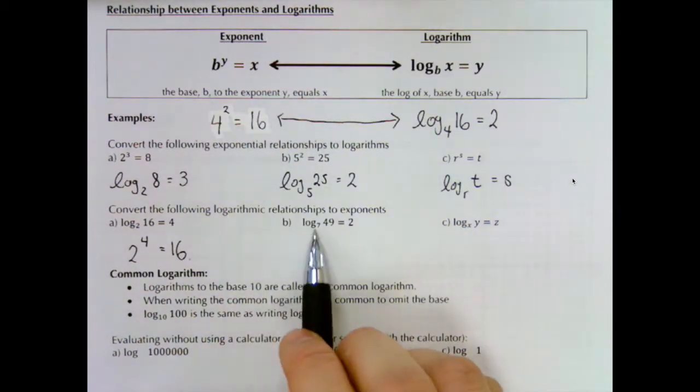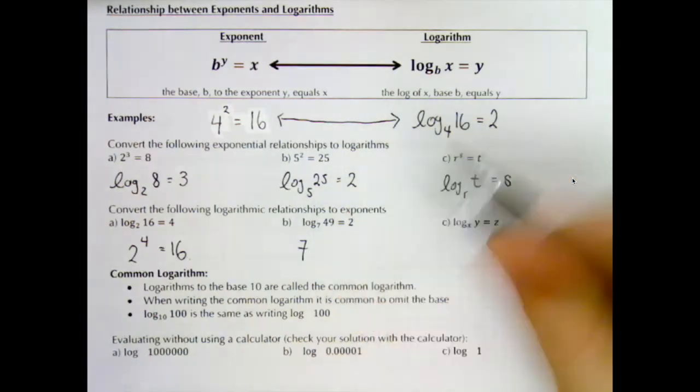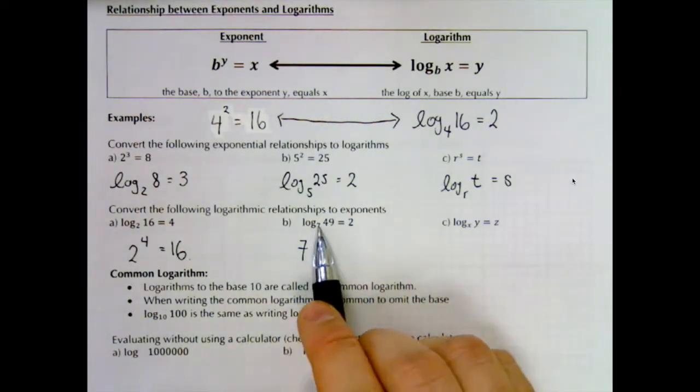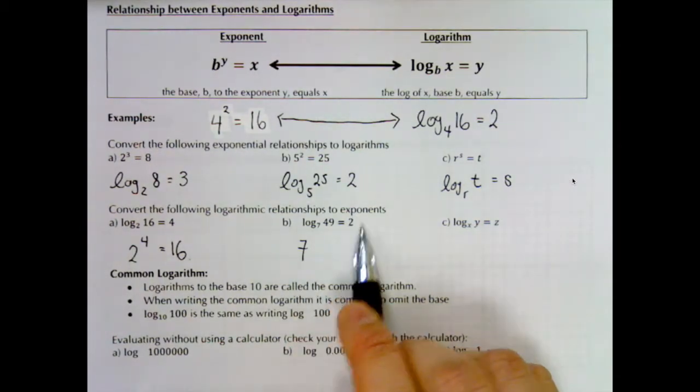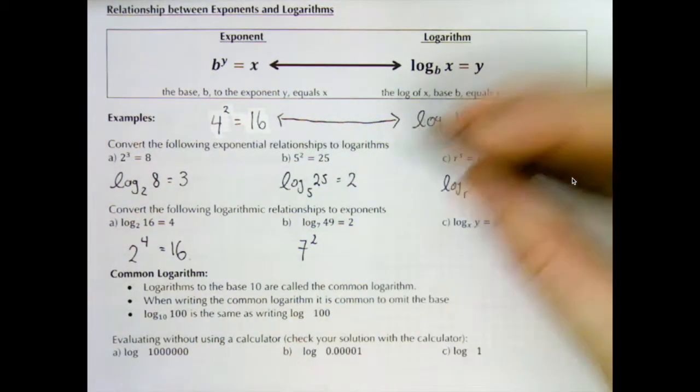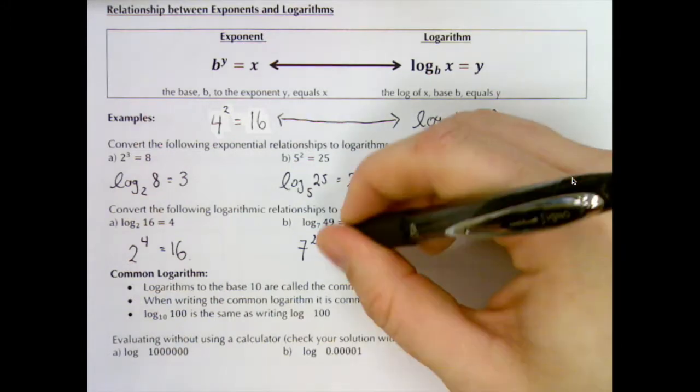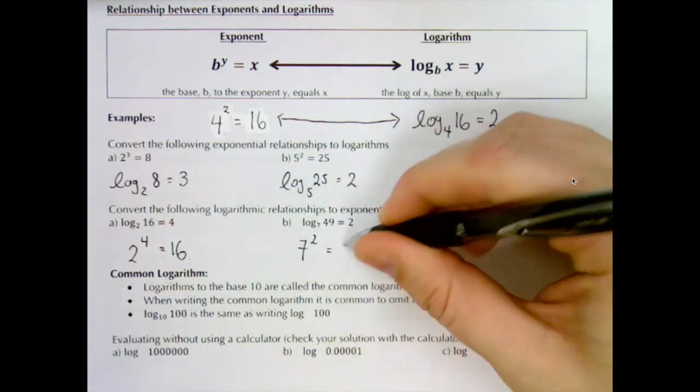The base of our logarithm is 7, so it's the base of our power. The exponent of our power is 2, because that was the answer to our logarithm. And the answer to our power, or exponential relationship, is 49.